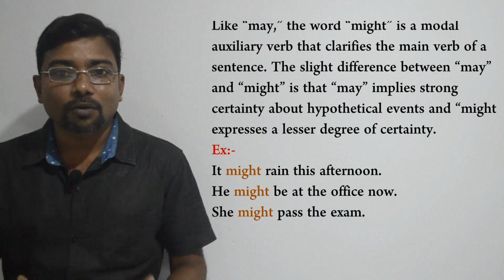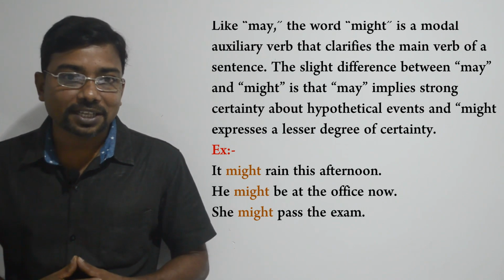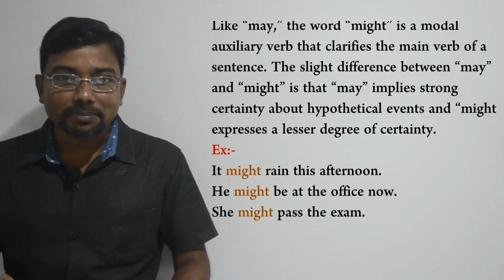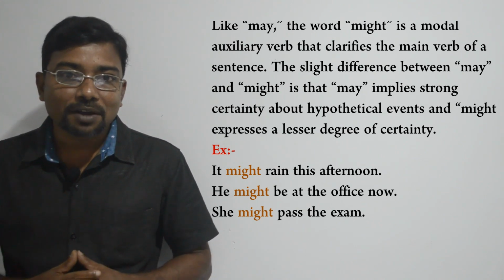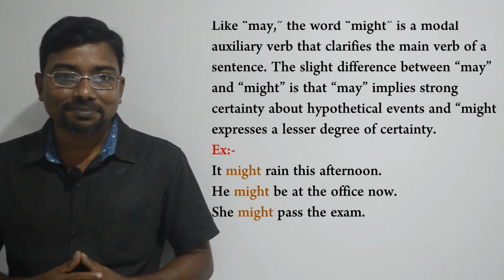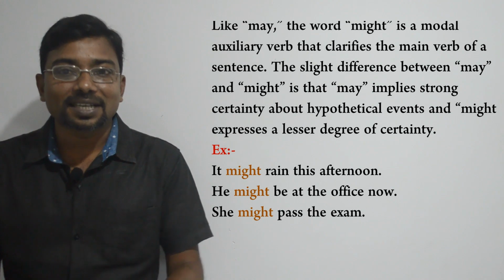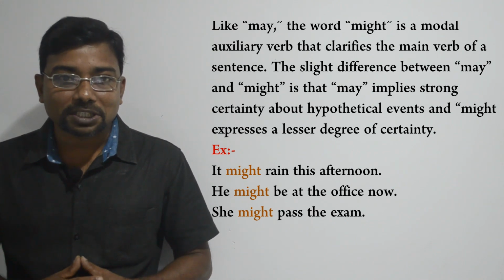Now let's consider when to use the word might. Remember, the word might is also a modal auxiliary verb and it clarifies the main verb of a sentence. May and might have similar meaning, but there is a slight difference between these two words. We use may to indicate strong possibility of something happening, but might expresses less possibility. Let's go through some examples.